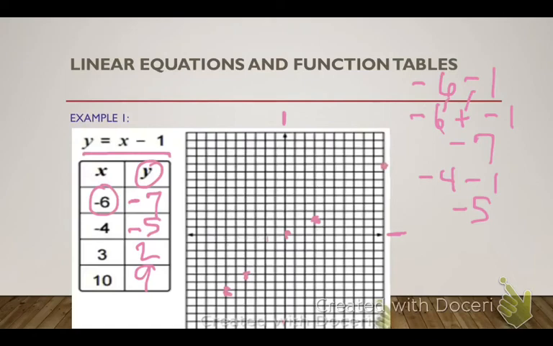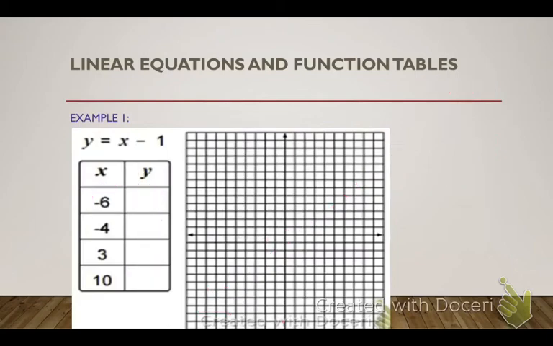Okay? So if you take your pencil and you draw a line, it should go straight. It should be a straight line. It's a linear equation. You want to put those arrows on the end to show that it's a line. All right, I hope that makes sense. If it doesn't, ask questions.